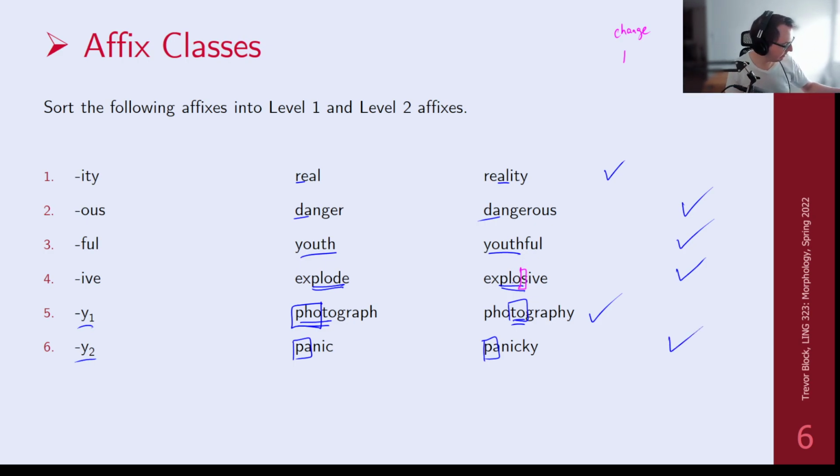As we can see here, even though two things may look the same, they can behave differently and apply differently and have different meanings. So the Y in photography is not the same meaning as the Y in panicky. They have different meanings, so the fact that they behave differently is not weird.